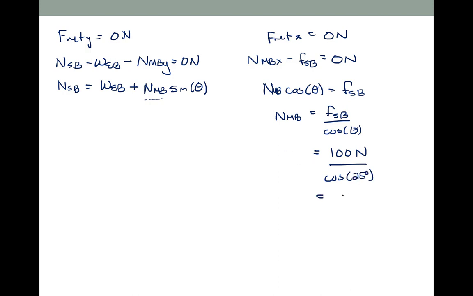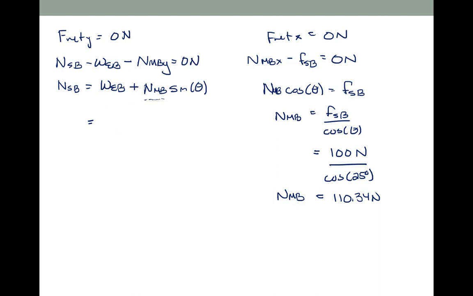That works out to be 110.34 newtons. Now that I know the normal from the man on the block, I can plug in numbers into the equation that I started in the y direction.